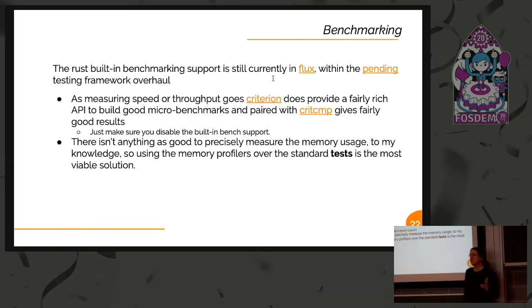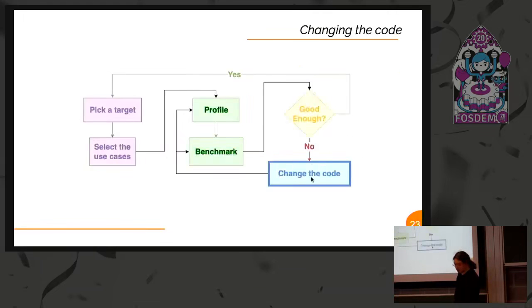Criterion is the best tool that you can use, and is quite good for getting speed and throughput analysis out of the box. So it's good to use. Sadly, we don't have much about memory. So changing the code. Rust is going to help us here.